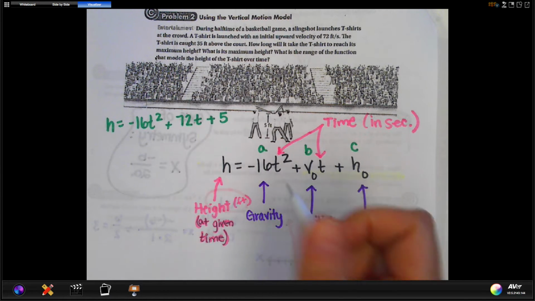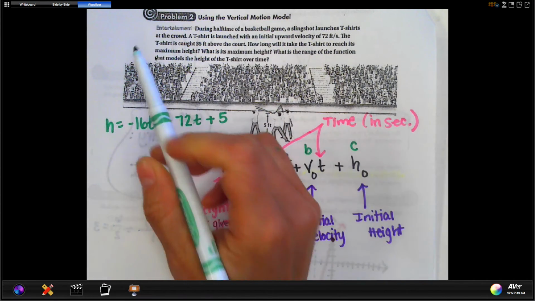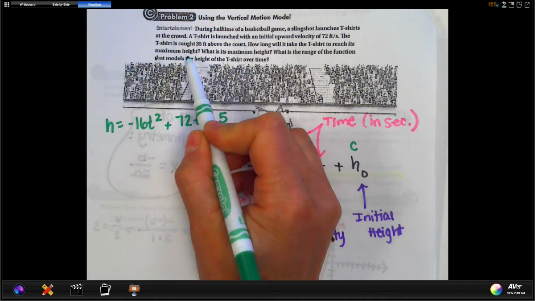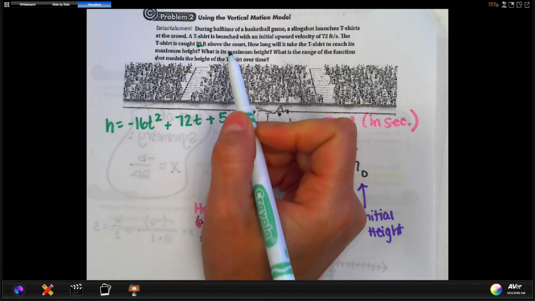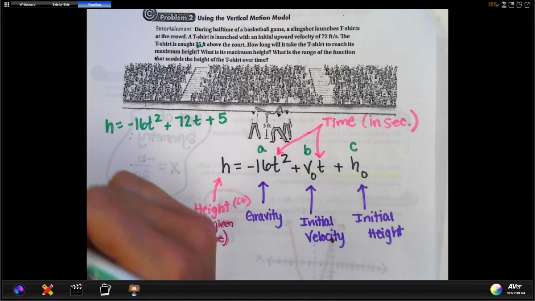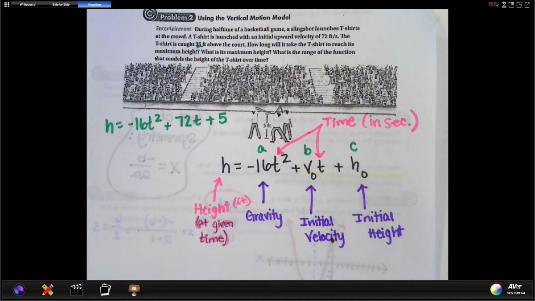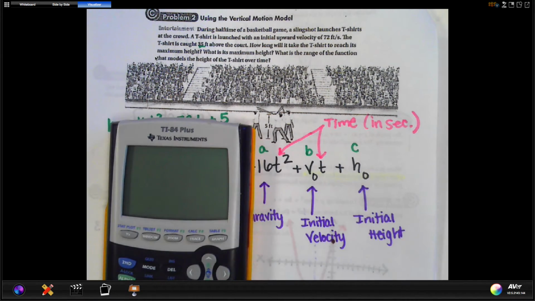So our first question is, how long will it take the t-shirt to reach its maximum height, right? Is the maximum height the value of 35? No. Probably not, right? It's going to reach a maximum and go back down, and then someone's going to catch it. So let's put this in our calculator. Y equals, again, clear out what you got. So negative 16x squared plus 72x plus 5.